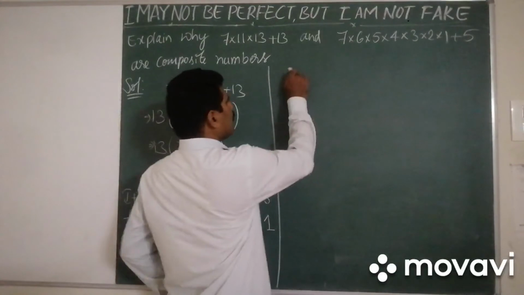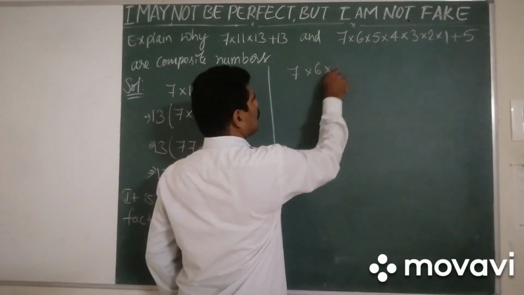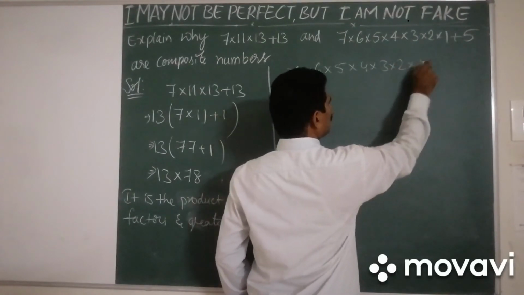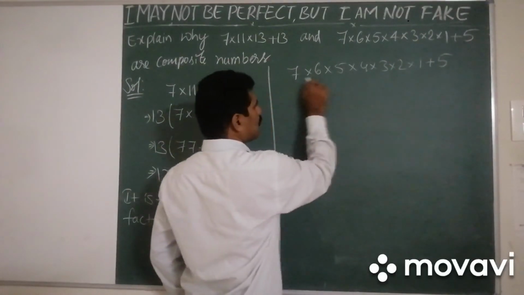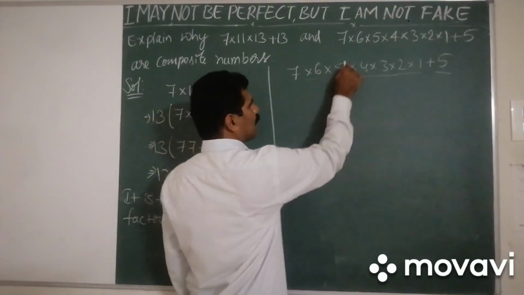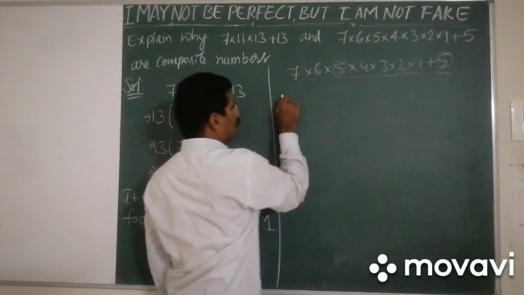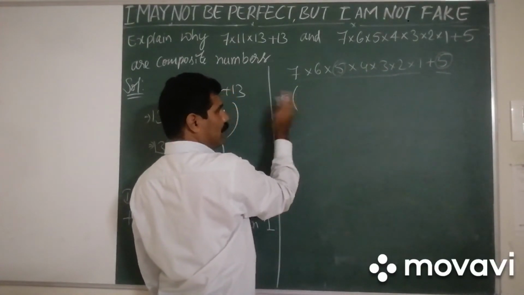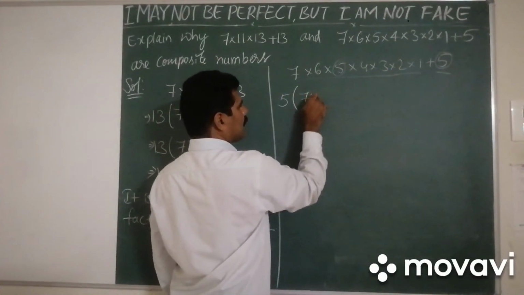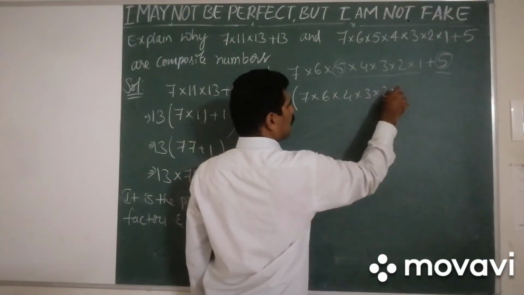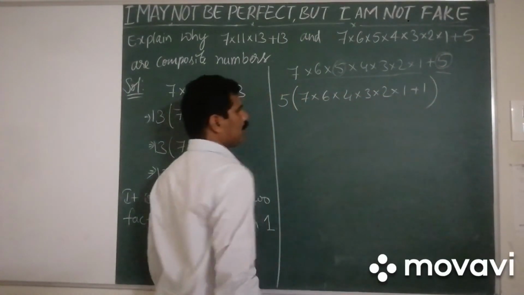That is 7 into 6 into 5 into 4 into 3 into 2 into 1 plus 5. Now here also this is one term and this is another term. So what we can do here, see here 5 is common. So let me take 5. So 5 is common for both the terms. Okay, so if I take 5 common, then I can write this as 7 into 6 into 4 into 3 into 2 into 1 plus 1.